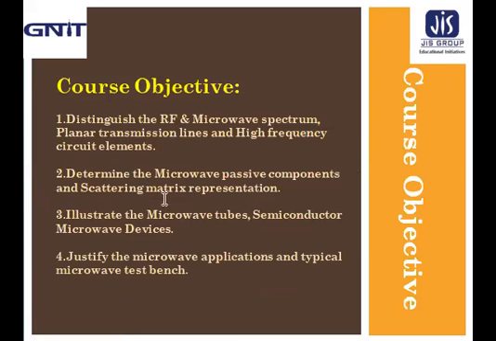There are some course objectives. First one is to distinguish the RF and microwave spectrum, planar transmission lines, and high frequency circuit elements. Second one is to determine the microwave passive components and scattering matrix representation. Third one is to illustrate the microwave tubes and semiconductor microwave devices. And last one is to justify the microwave application and typical microwave test bench.